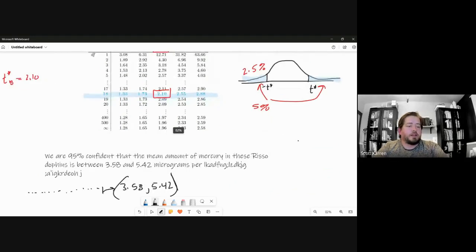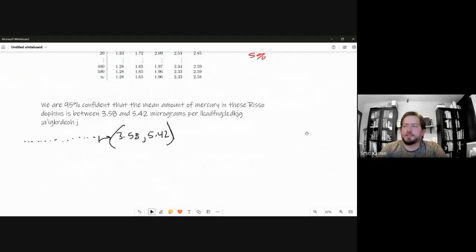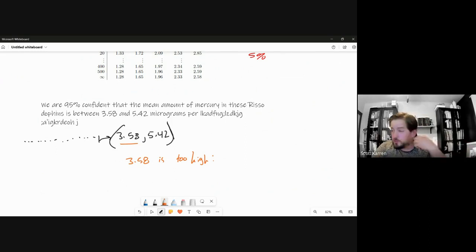And I don't know what the acceptable value is, but what I do know is that 3.58 is too high, and that's the low end of our estimate, right? So we're 95% confident that the true mean of all the Risso's dolphins out there is between those two values. That means that the average of every dolphin out there is too high, and we shouldn't be consuming them for any reason.